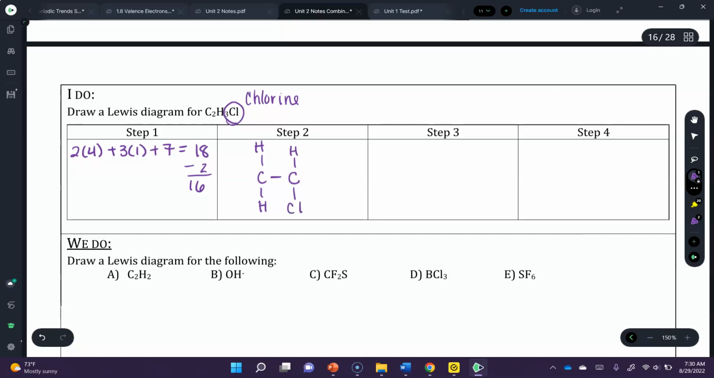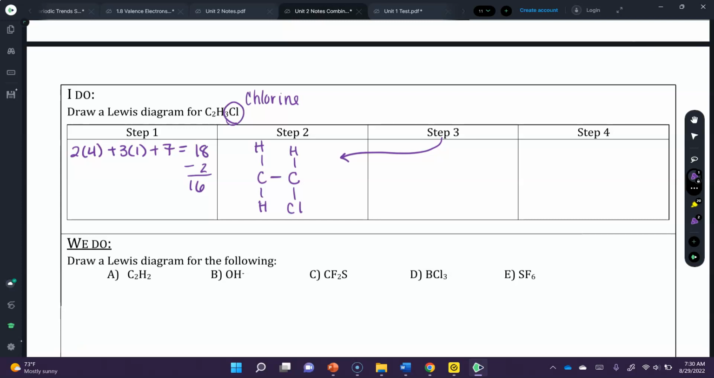Now, does it matter where you put the chlorine and where you put the hydrogens? No. Just that each carbon is bonding to 2 other atoms besides the other carbon, and that hydrogen is not central. Sorry, guys. So then we will, step 3, I'm just going to add it here because this is getting silly.